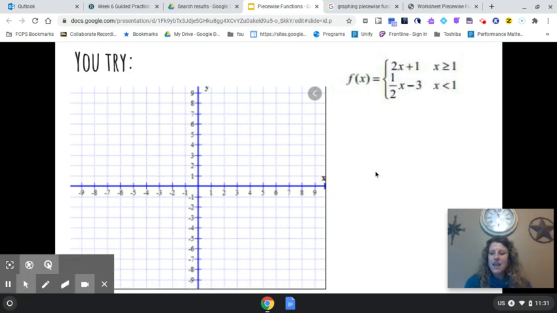Okay, this last example is a U-try. So pause the video here, see if you can complete the graph of that piecewise function, and unpause to get the solution.